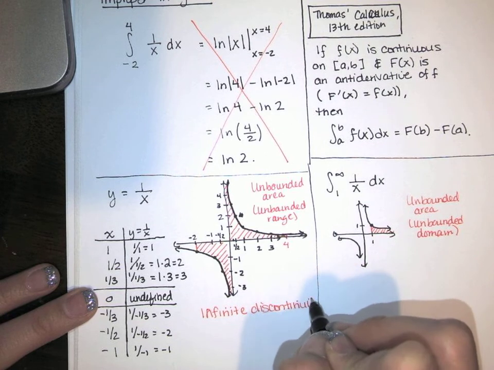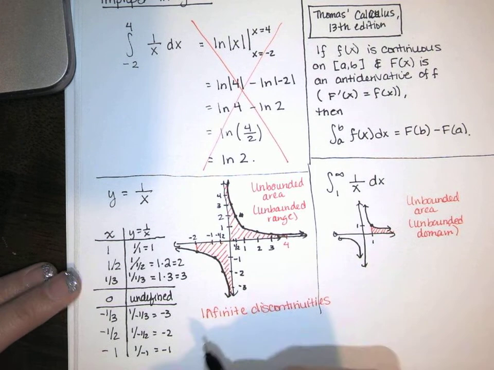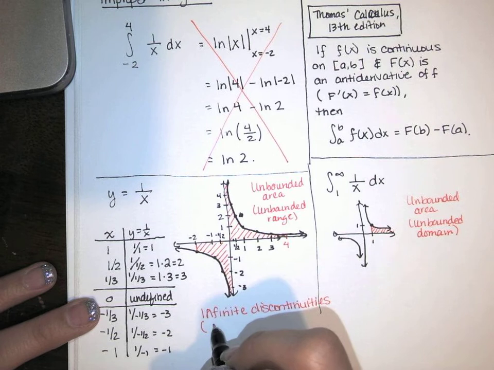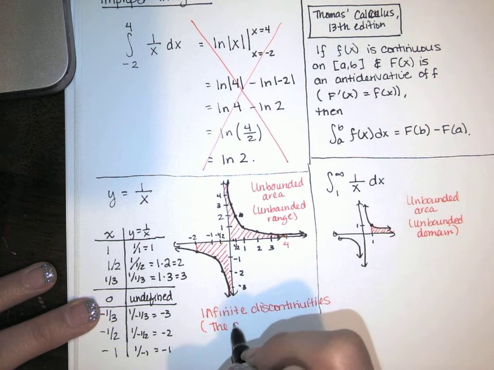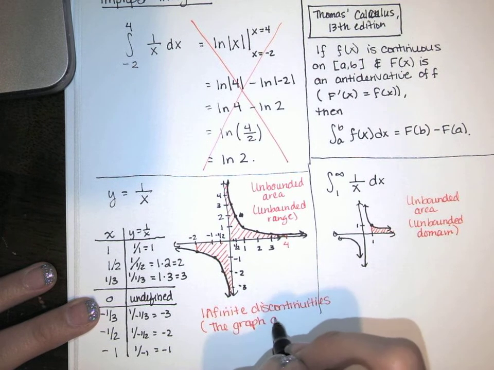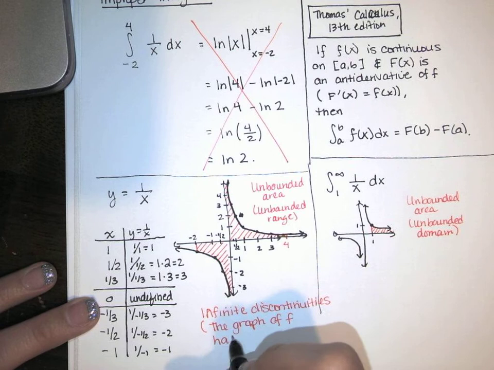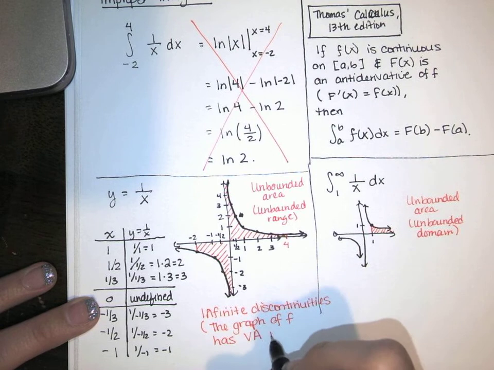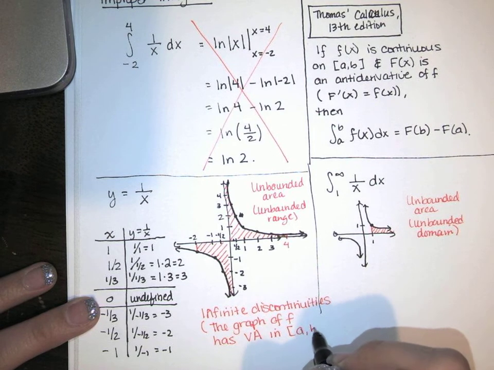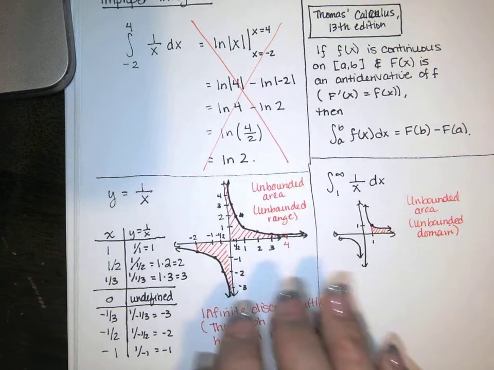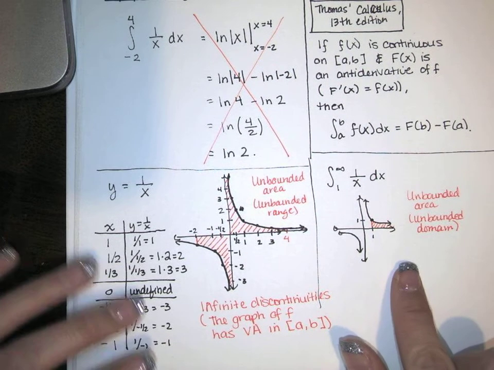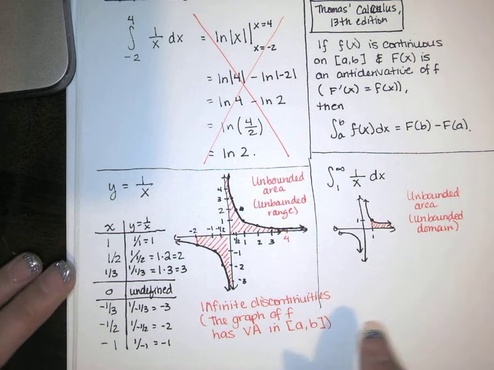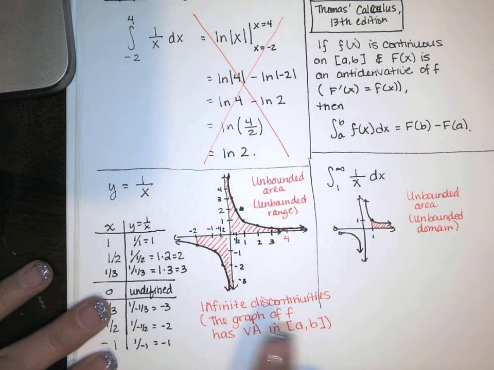Or if you prefer, you could just say the graph of the function has a vertical asymptote in the interval from a to b. So that's one type. And then the second type, actually we're going to do it in the reverse order. We're going to do this one first. This is the second type.